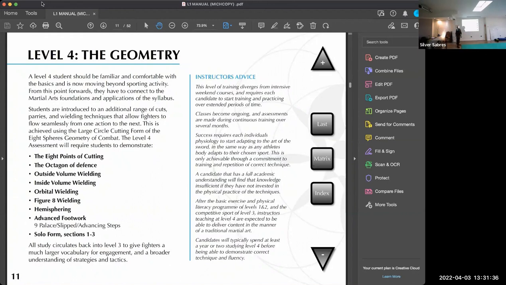Would you be teaching these concurrently? Or would you be teaching 3 and 4 concurrently?